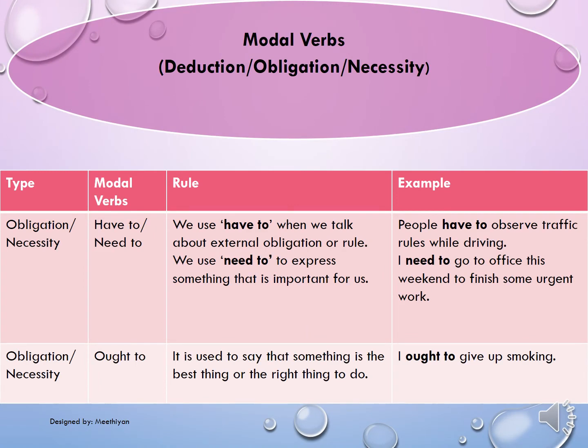The other modal verbs for obligation and necessity are have to and need to. We use have to when we talk about external obligation or rule. Example, people have to observe traffic rules while driving. We use need to express something that is important for us. I need to go to office this weekend to finish some urgent work. Then the last modal verb is ought to, used for obligation and necessity. This is used to say that something is the best thing or the right thing to do. I ought to give up smoking.